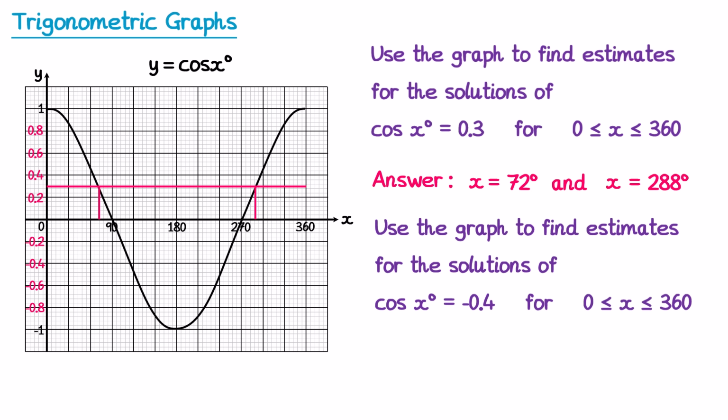And also we're going to solve the equation cos x = -0.4. So we draw a horizontal line at -0.4, and then go back to the x-axis, and these are our two solutions. So 1 square before 120 is 114, and 1 square past 240 is 246.